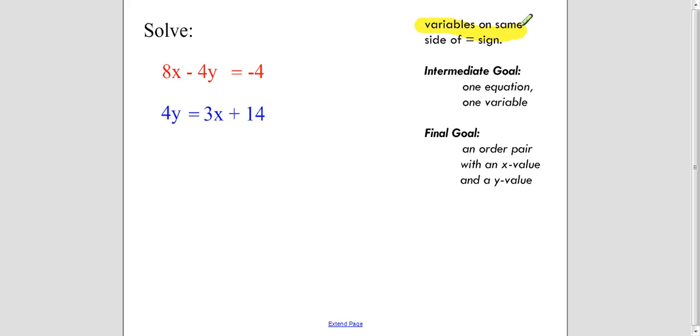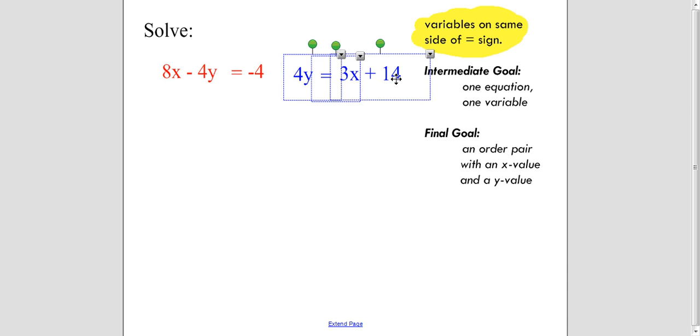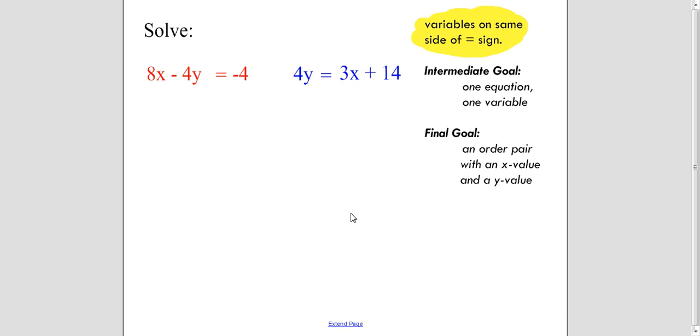We need to make sure that this happens before we do anything else. The reason being, if you don't, you're going to get opposite answers. So we need to move this up. Let's move this back to the other order. I need to get this 3x over to the other side.